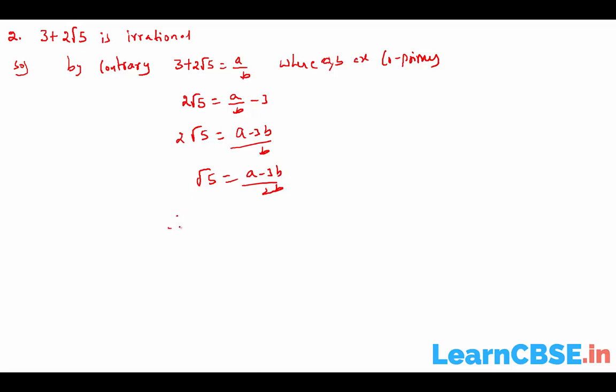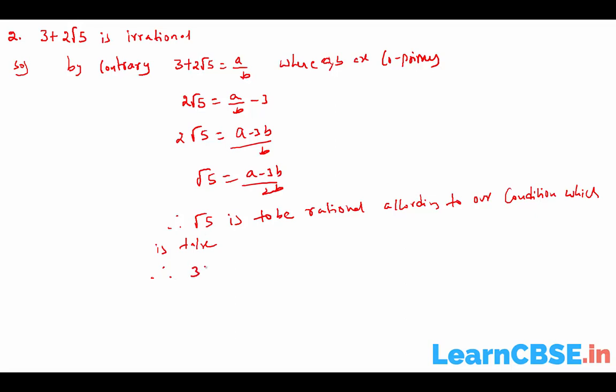See here, from this you can see that root 5 is to be rational. It is in the form of p by q, rational according to our condition, which is false, because you know that root 5 is irrational. Therefore 3 plus 2 root 5 is not rational, it is irrational.